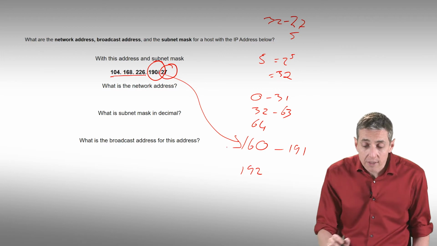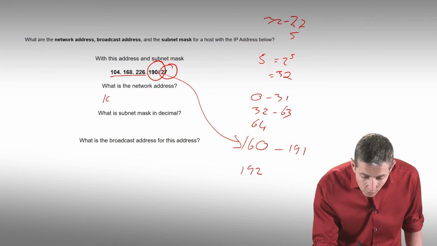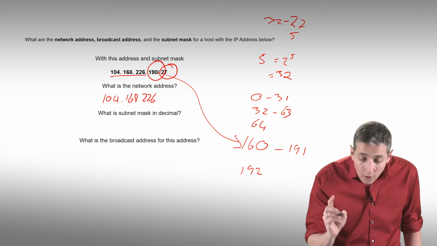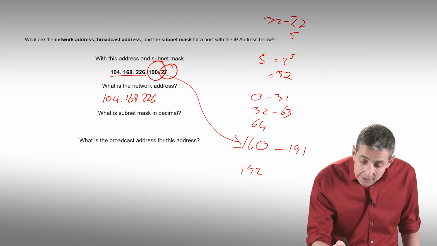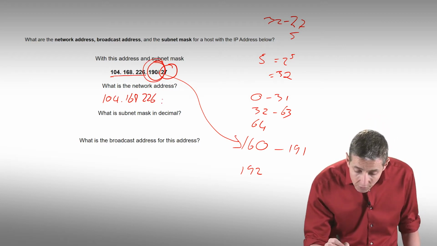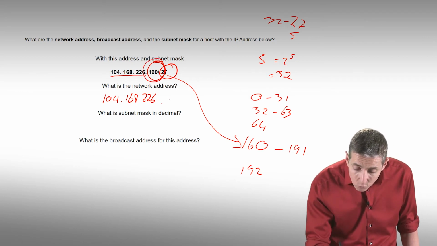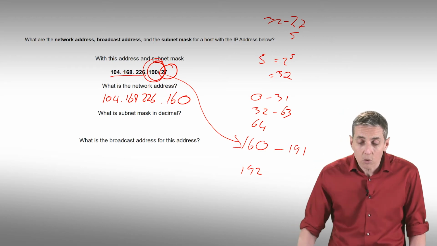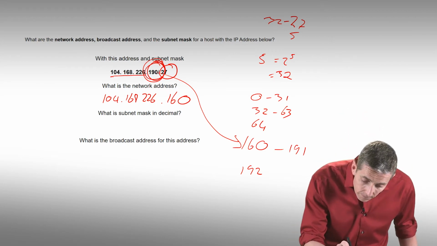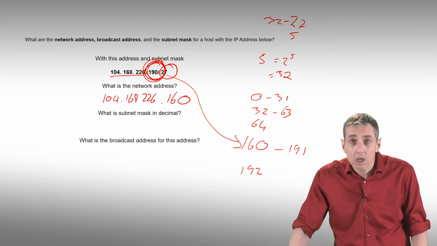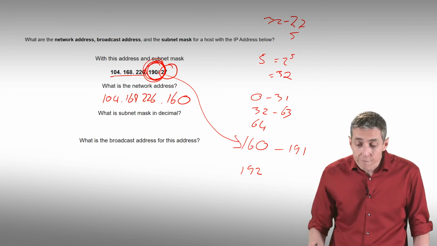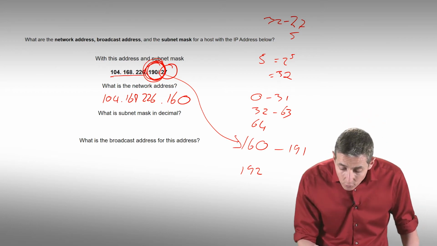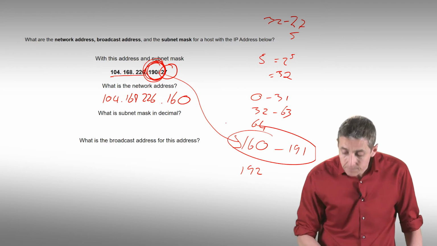So what's the network address? I'm going to write here 104.168.226. Why? Because the octet of interest is this one. Okay, dot, we're asked for network ID, and we know it's in the 160. That's where it fits in there. So this IP address right there falls into this network in here, this small network in here.